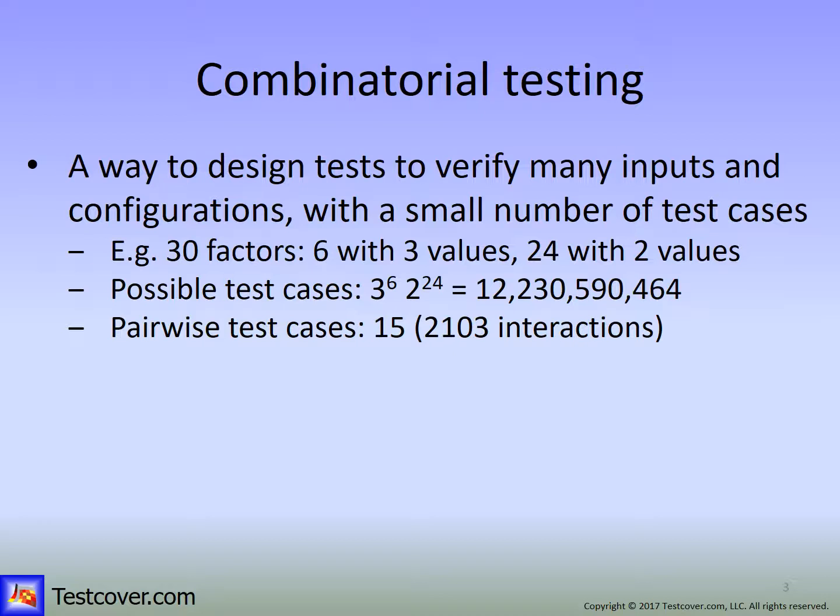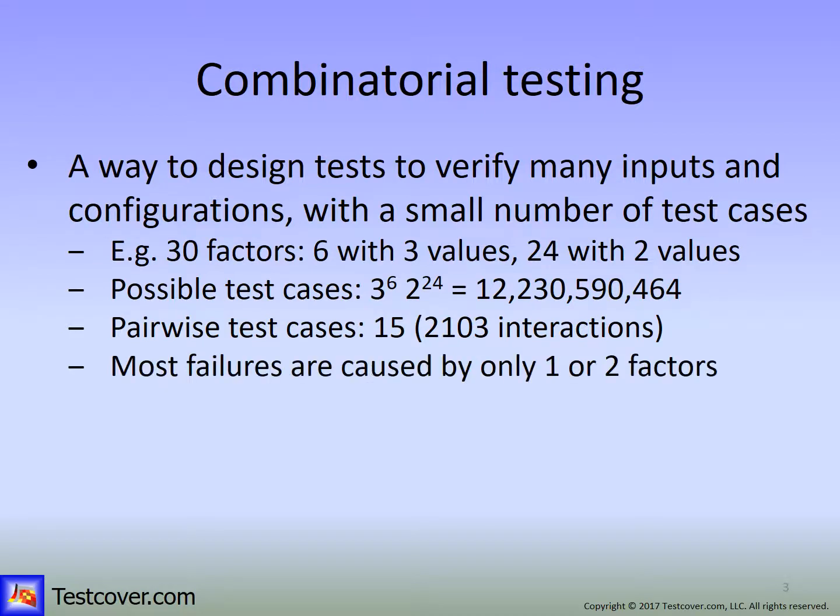Combinatorial testing allows us to focus on a much smaller number of test factors. We can design tests that include the interactions among all the pairs or triples of factors, using far fewer test cases. In this example, there are about 2,100 pairwise interactions, and they can be verified with only 15 test cases. Our experience analyzing failures supports this approach. Most failures are caused by faults in one or two factors. Progressively fewer failures are caused by 3 or more factors.